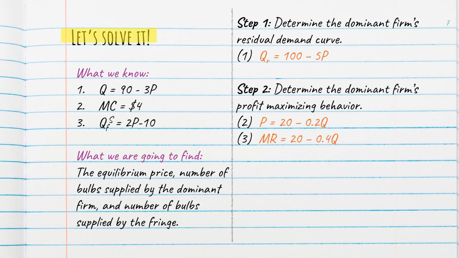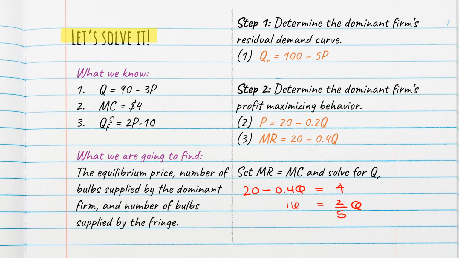So we are on our way to finding the dominant firm's profit maximizing behavior. The next step is to set that marginal revenue curve equal to marginal cost and solve for QR. QR here is going to be the amount produced by the dominant firm. So I have 20 minus 0.4Q is equal to that constant marginal cost of 4. I'm going to shuffle things around. 20 minus 4 is 16. Instead of 0.4Q, I'm going to convert this into a fraction. I do it in my head. 0.4 is 4/10. 4/10 simplifies to 2/5.